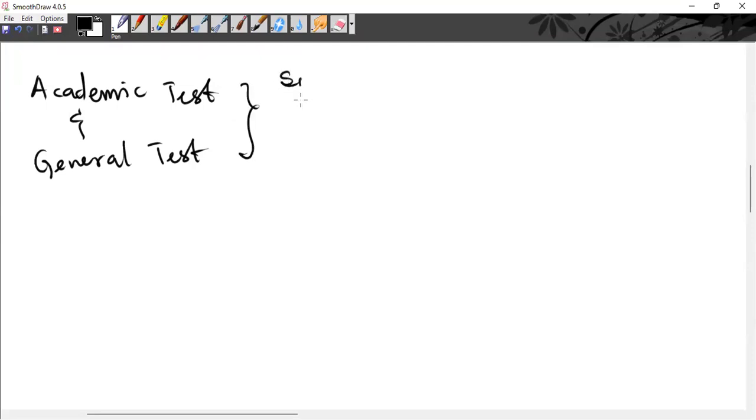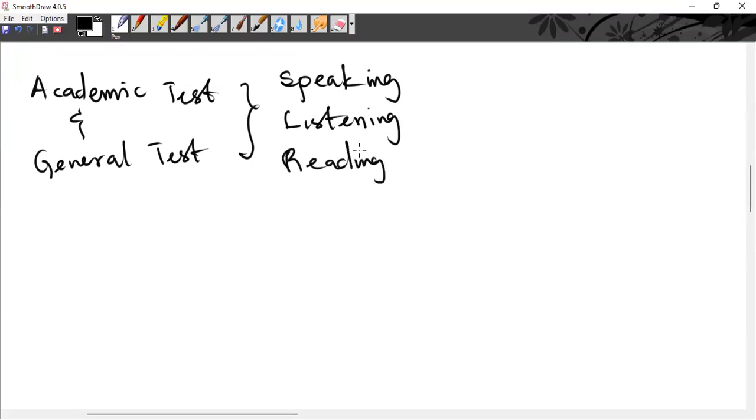That is speaking, listening, reading, and writing. Each of the aspects is standalone, meaning the speaking will be examined differently. It has its own duration. The speaking can either be by video call or face-to-face.